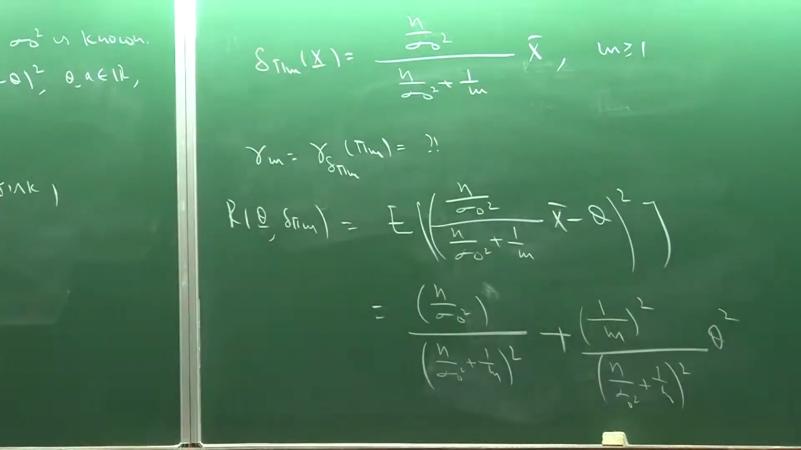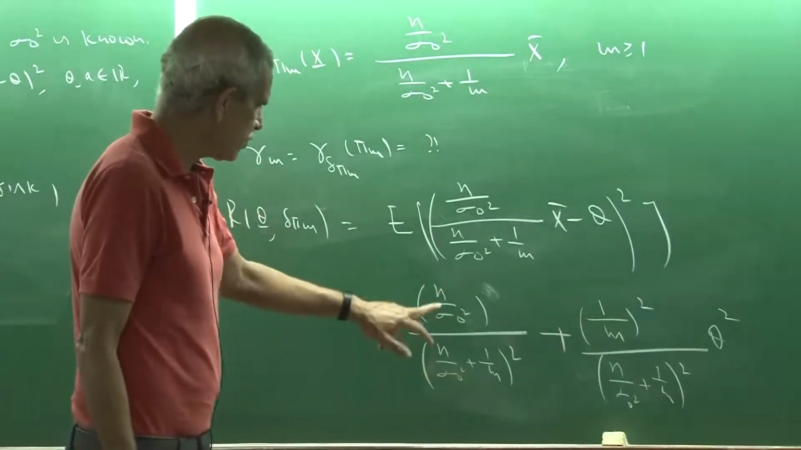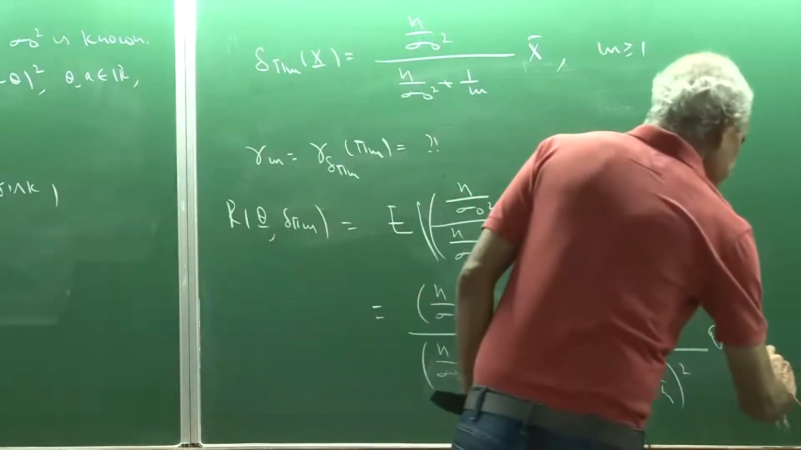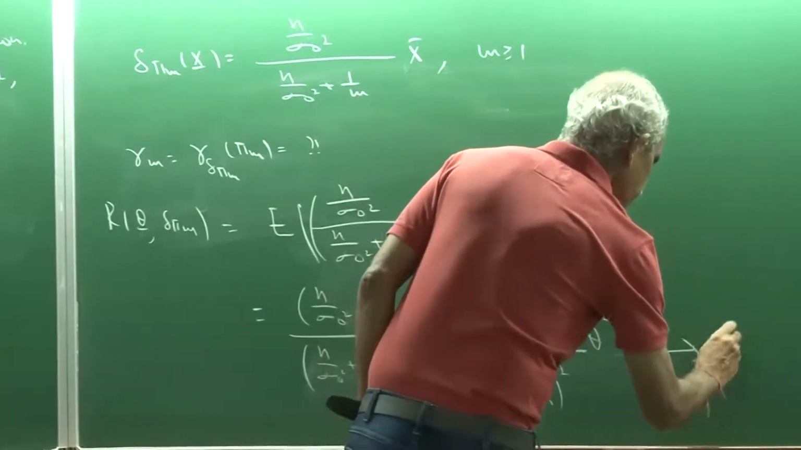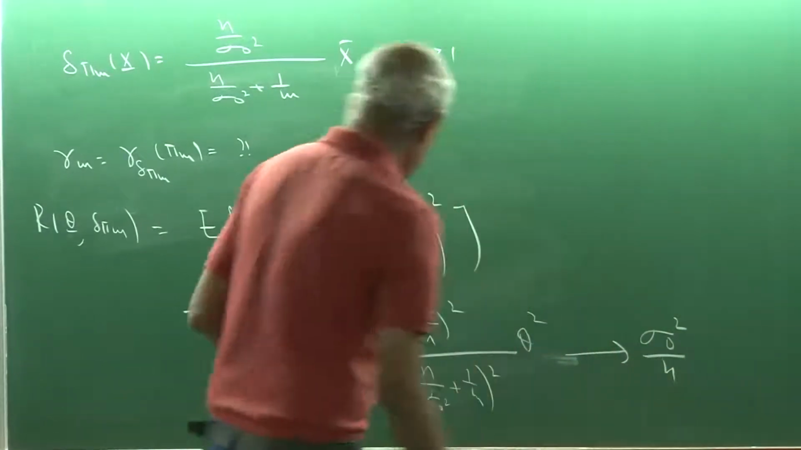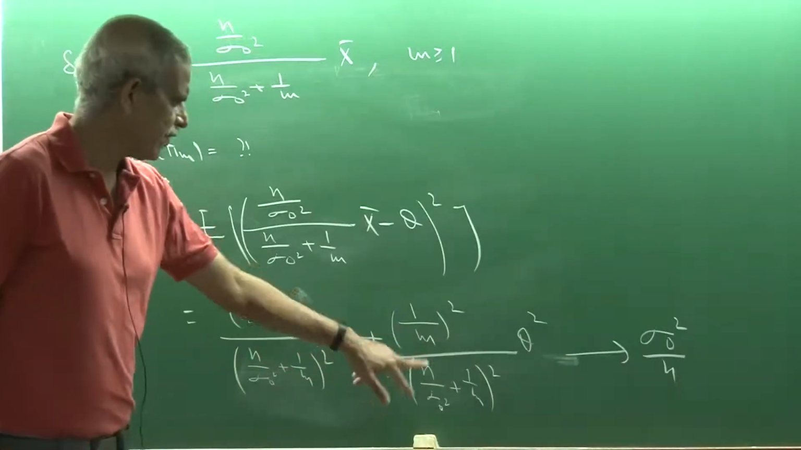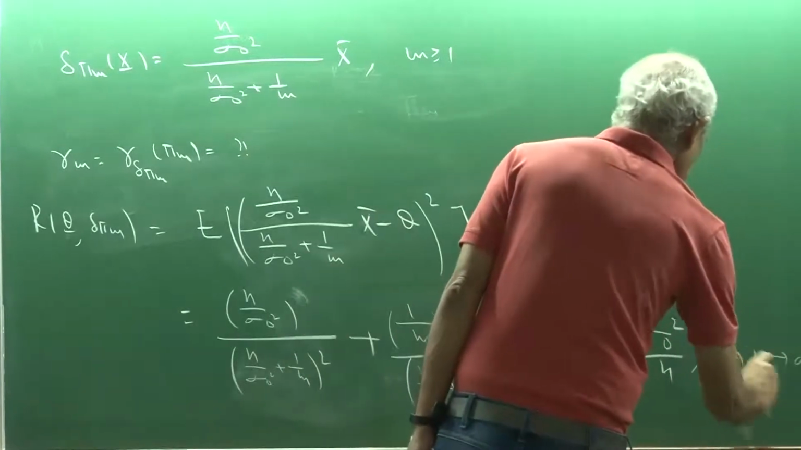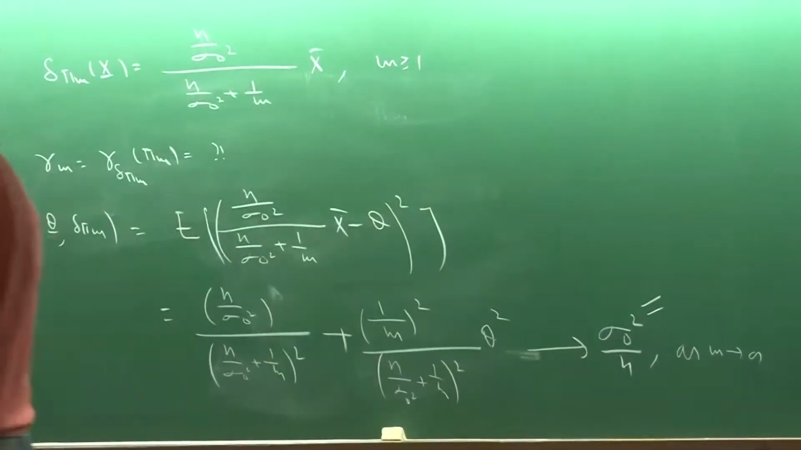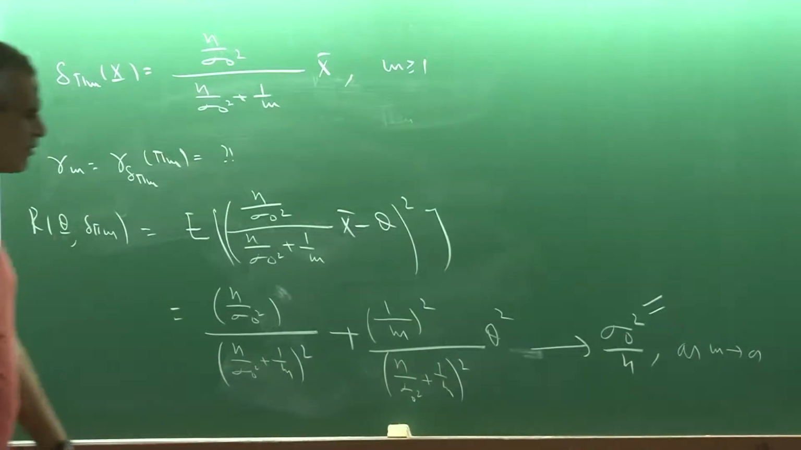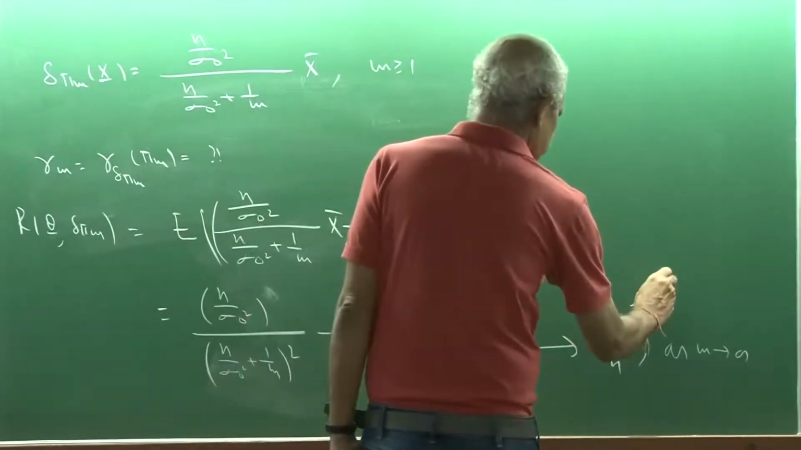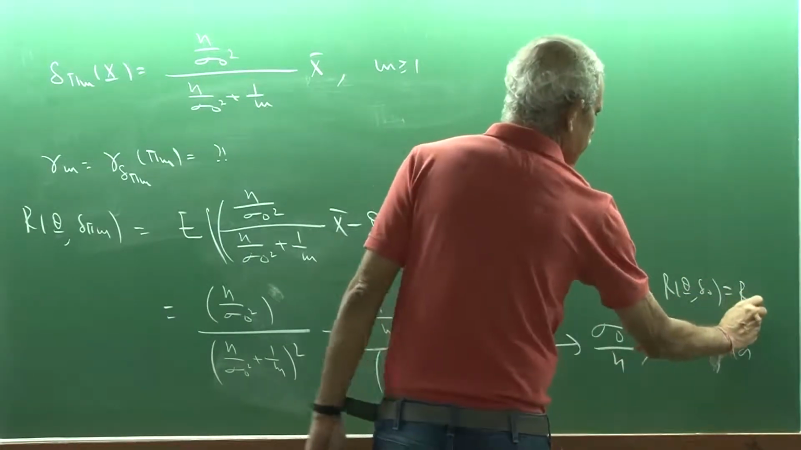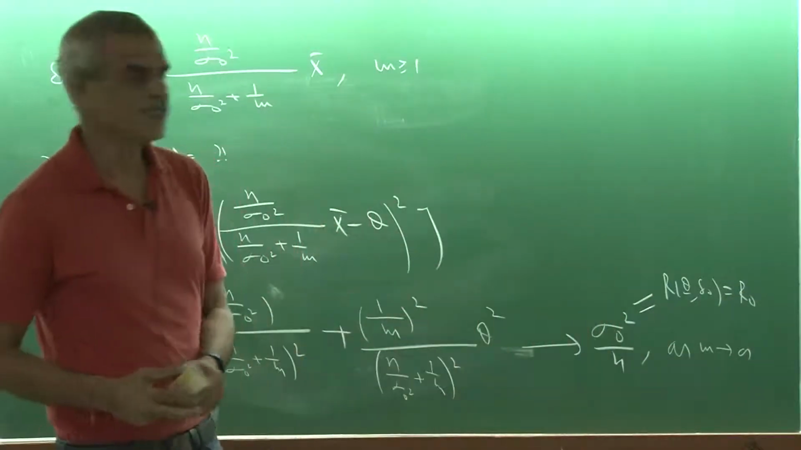And where does this go to? As m goes to infinity, this goes to 0. So this is sigma naught square by n. So this goes to sigma naught square by n. As m goes to infinity, this goes to 0, because this goes to a fixed quantity and this goes to 0. And this is the same as the constant risk of the estimator delta naught. So R theta delta naught, which is the same as R naught. So this implies that delta naught is minimax.